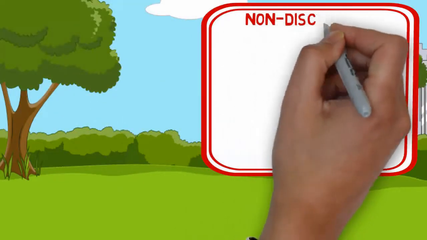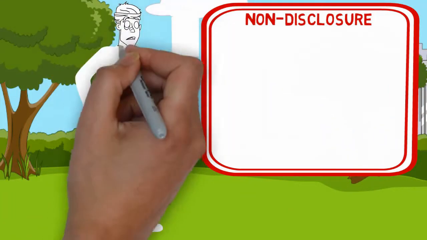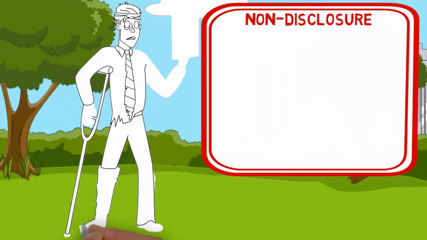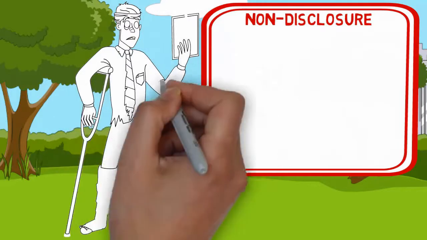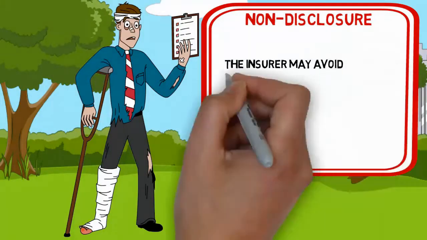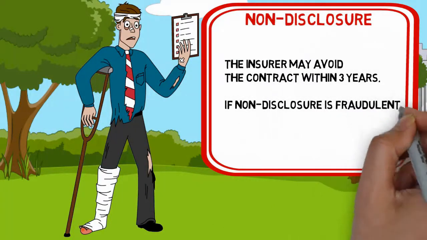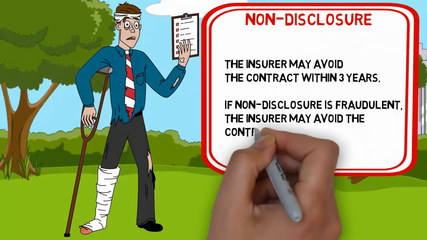Non-disclosure. If you fail to comply with your duty of disclosure, and the insurer would not have entered into the contract on any terms if the failure had not occurred, the insurer may avoid the contract within 3 years of entering into it. If your non-disclosure is fraudulent, the insurer may avoid the contract at any time.